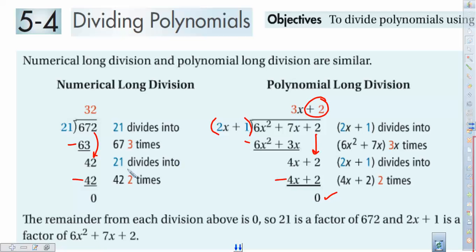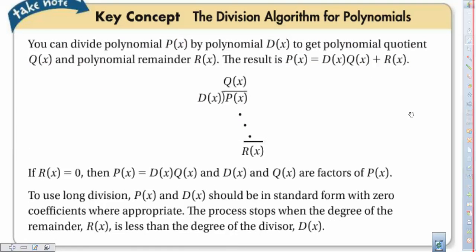Okay, so just like we would say that 21 is a factor of 672, we would say that 2x plus 1 is a factor of 6x squared plus 7x plus 2, because the remainder is 0. Okay, so that leads to this remainder theorem here. If you divide and you get a remainder of 0, then it must be a factor. Okay?